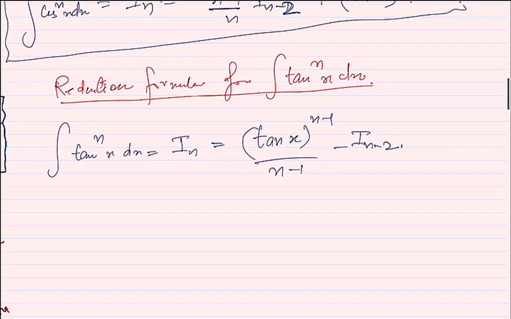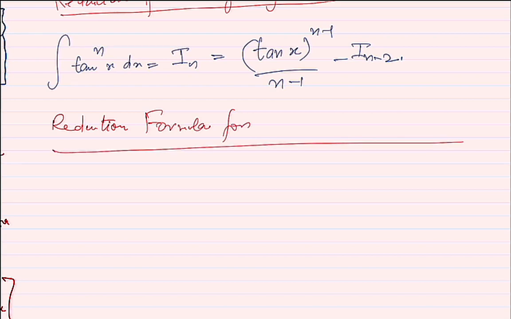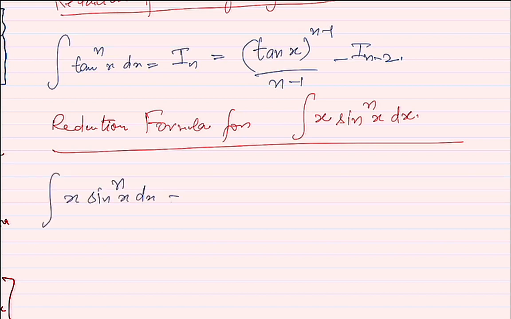Now next is the reduction formula. It was just earlier sin raised to power n x dx. Now what would happen if you have some x also multiplied to that? Okay, x sin n x dx. So what will you do here? So this is in.